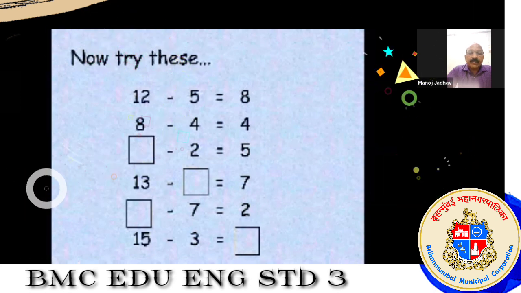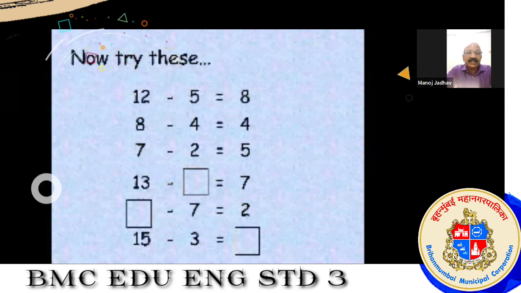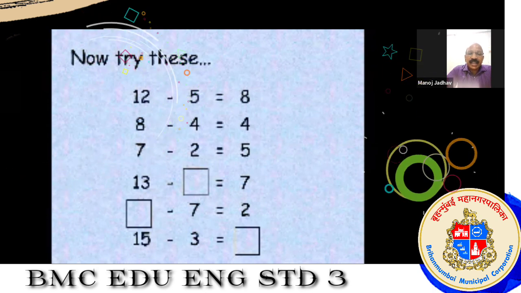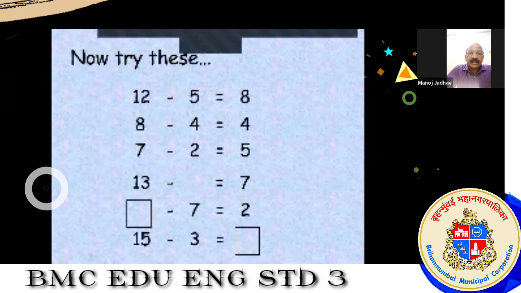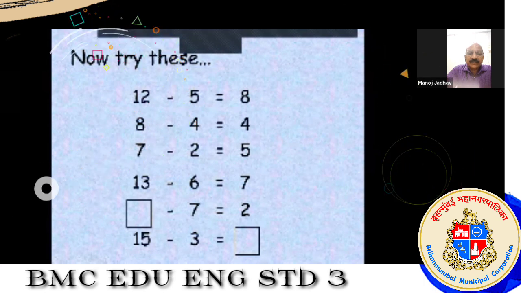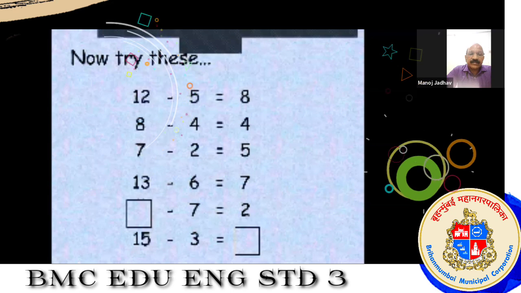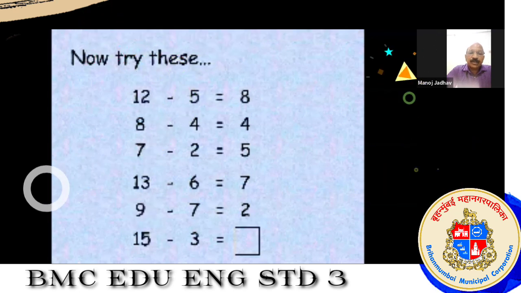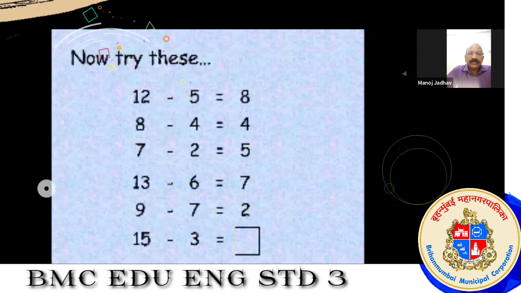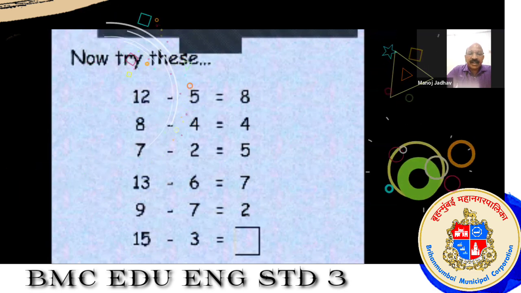Next problem, empty box minus 2. Empty box means some number is there, minus 2 is equal to 5. That is 7 minus 2 is equal to 5. 13 minus dash is equal to 7. That is 13 minus 6 is equal to 7. Very good, Aditi. Shital, very good. Now dash minus 7 is equal to 2. 9 minus 7 is equal to 2. 15 minus 3. Ashish, 15 minus 3.